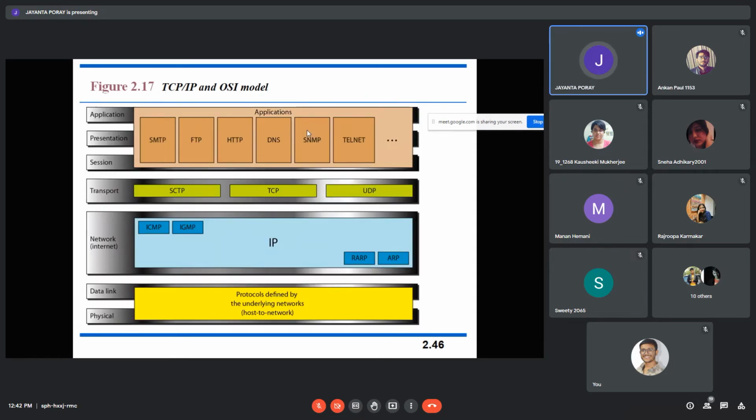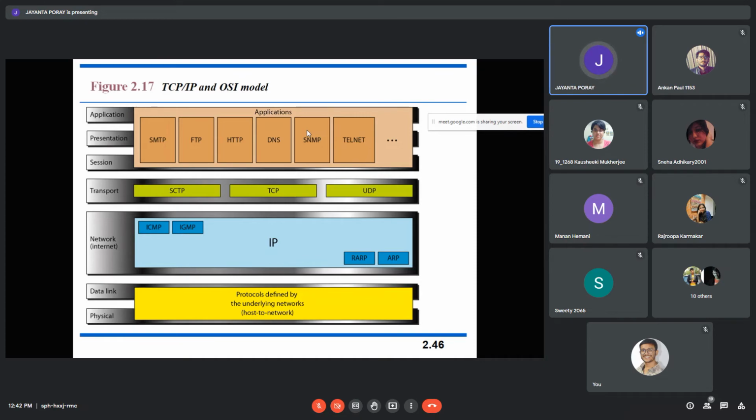Now I just want to say that different protocols are used in different layers. This is a very important diagram where I see different protocols. In the application layer, I have the protocols SMTP, FTP, HTTP, DNS, SNMP, Telnet, etc. In the transport layer, TCP is the main protocol, and for user datagram we use UDP, or User Datagram Protocol, and SCTP, Stream Control Transmission Protocol. In the network layer I have the IP. Then I have different subordinate protocols of IP.